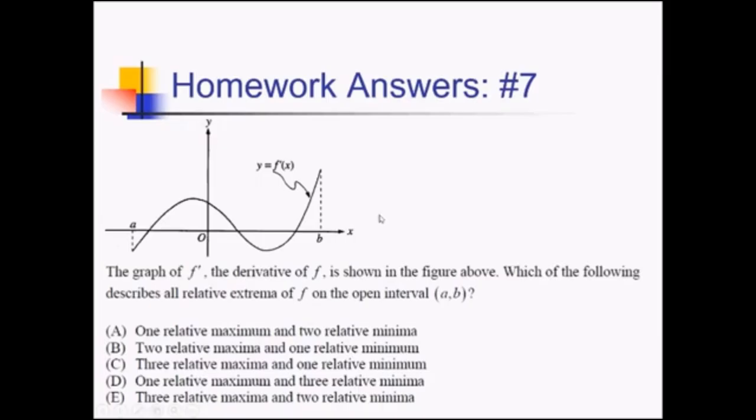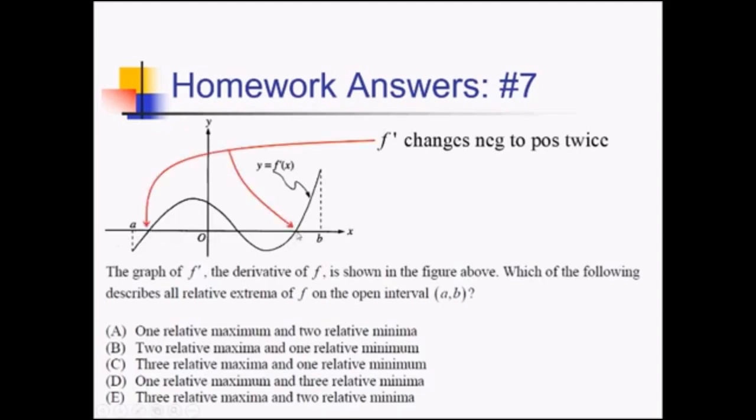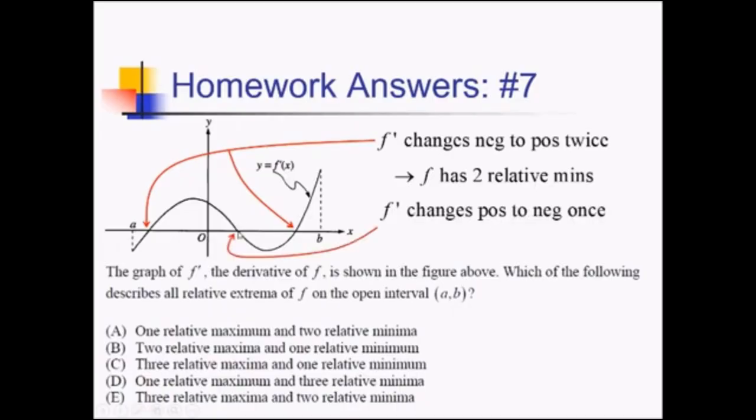Taking a look here, we see that f prime changes negative to positive in two spots, right here and over here. That means that f is going to be having a relative min at those two spots, so that's two relative mins. We also see that f prime changes positive to negative just once, right here. So that gives us one relative max for our f function. So two mins, one max, that is going to be choice A.